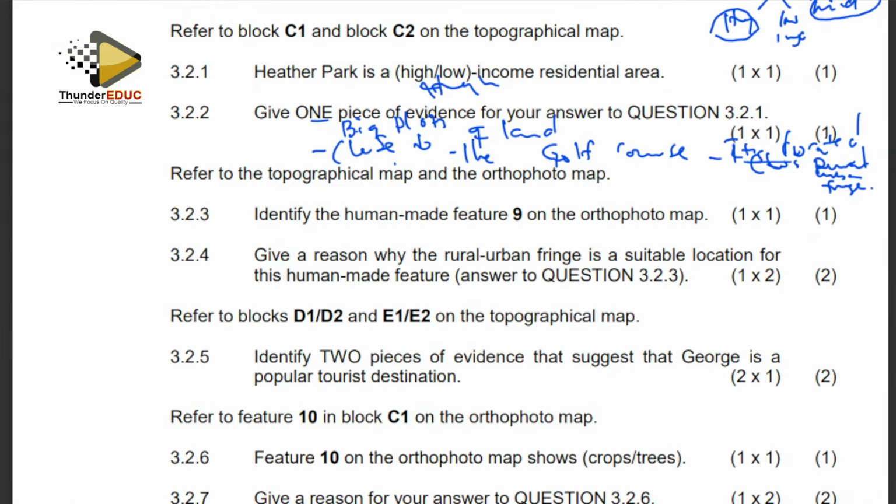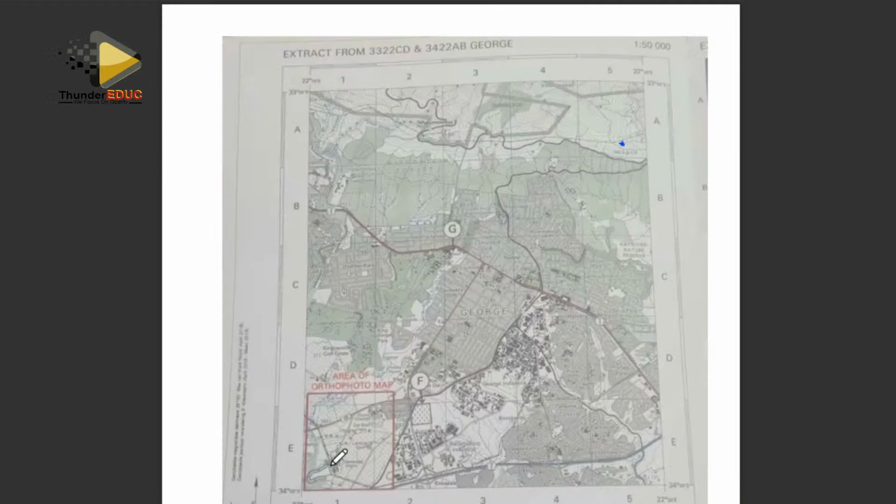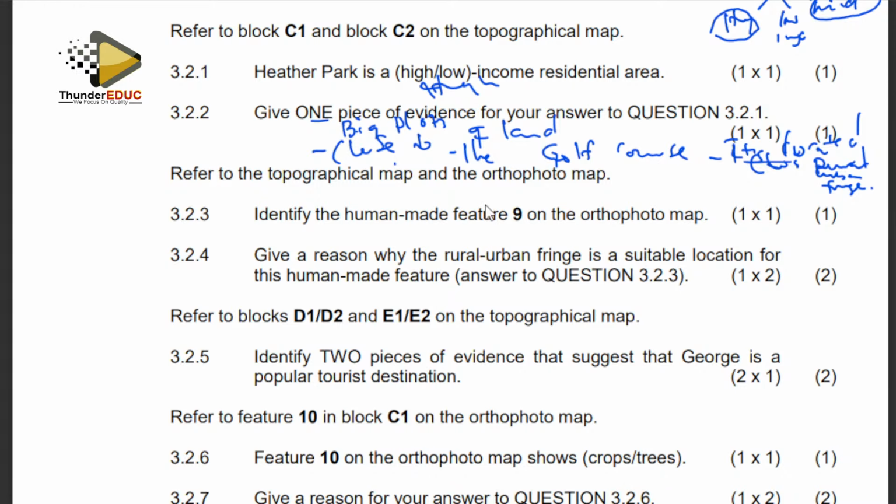The name of the feature 9 can only be seen if you look at here. Let's go back to the question quickly. Refer to that feature 9. Identify that man-made feature 9. Okay. The man-made feature 9, if you check clearly on this map, the name is here. It's a sewage works. So feature 9 is referred to as a sewage works. So we say here sewage works. Okay. So you write it there and then say, give a reason why.